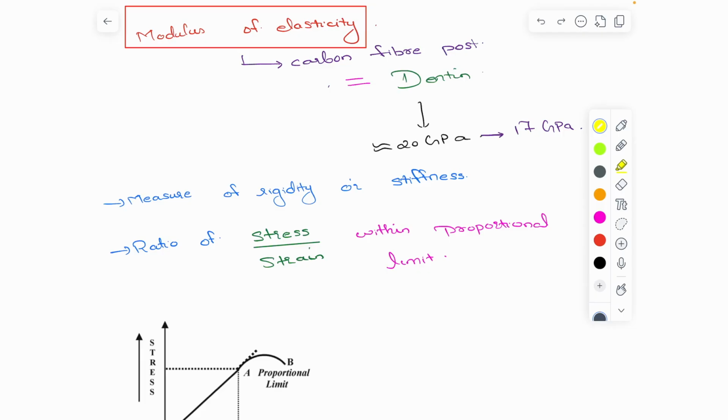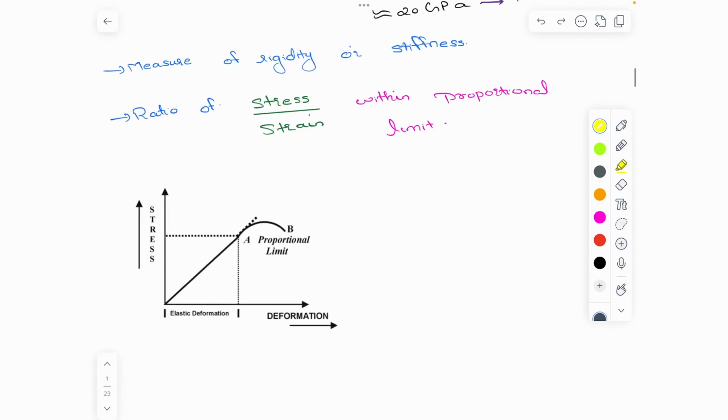Basically, you have a graph here, with stress on the y-axis and strain on the x-axis. This is explained in detail in the lectures, but I'll give you an overview. The ratio is measured as a straight line. At a particular point, which is known as the proportional limit, I'll come to that, what is the proportional limit and all.